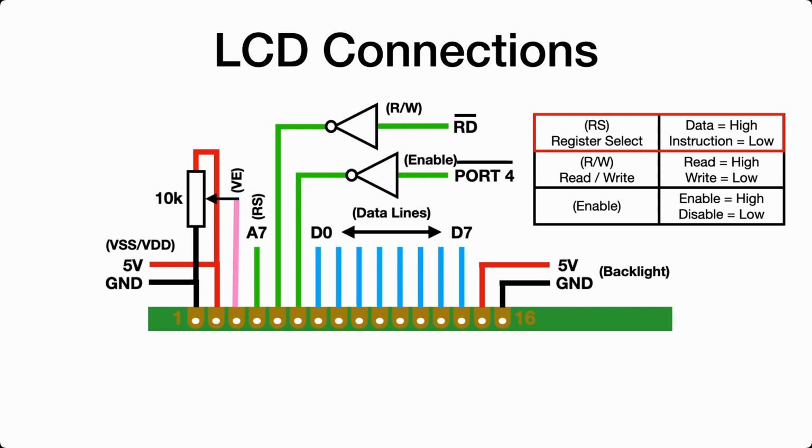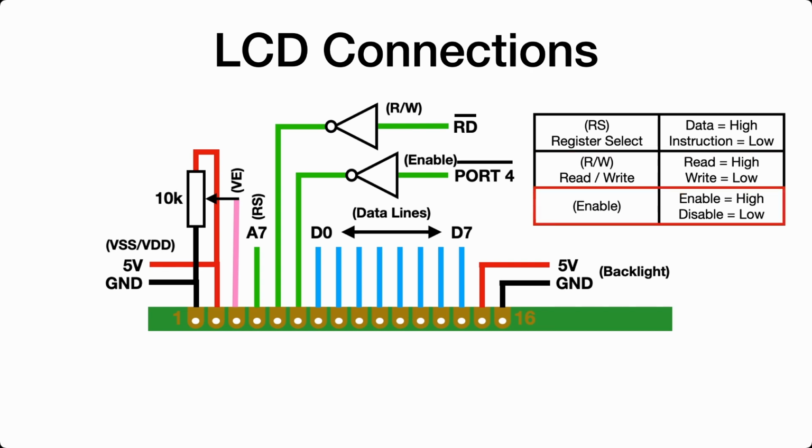Pin 5 is the read-write line. High means read, low means write. This is directly connected to the read line of the CPU. By default it's active low, so connecting it to an inverter works really well, especially with the timing. And pin 6 is the enable line. That just turns the LCD on and off, ready to accept data.